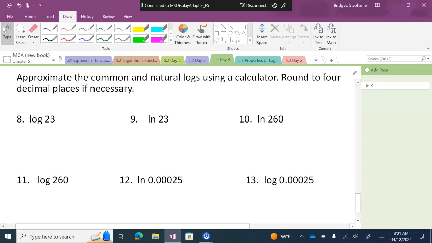If it says LN, you're going to hit the LN button, enter the number, press equals, round to 4 decimal places. It's just a matter of pushing buttons in the calculator. Just make sure if it says log, you press log. If it says LN, you press LN.